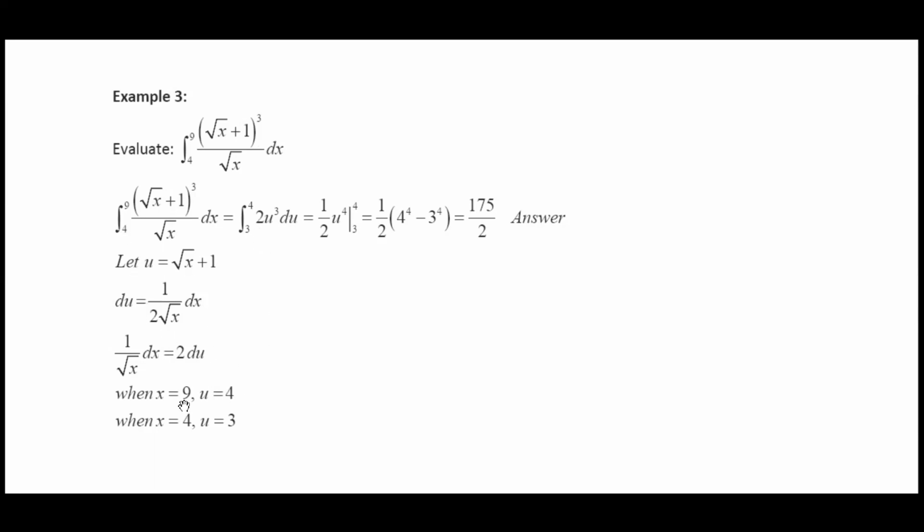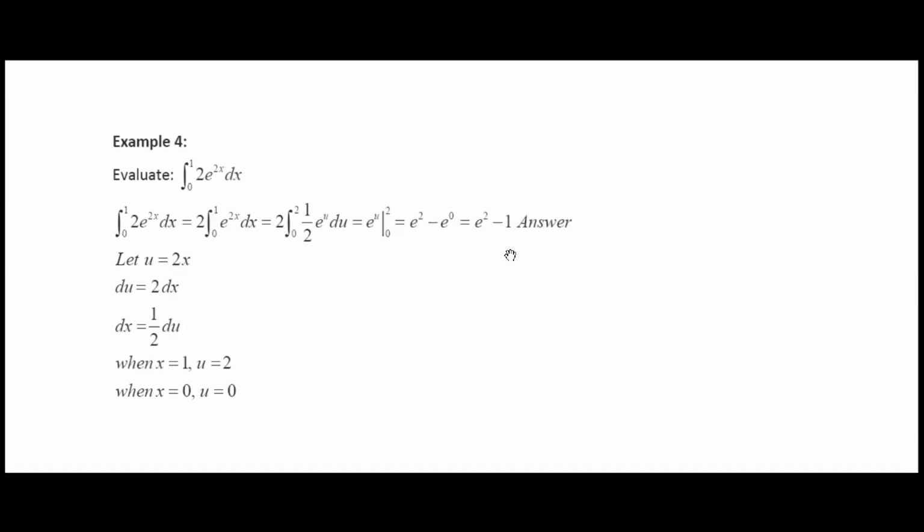But now let's find our new limits. Well, we just simply, when x is 9, we have the square root of 9, which is 3 plus 1 is 4. And when x is 4, we have the square root of 4, which is 2 plus 1 is 3. So there are our limits, which we put there. And now it's 1/2, 4 to the 4th minus 3 to the 4th. And the arithmetic gives us 175 over 2.